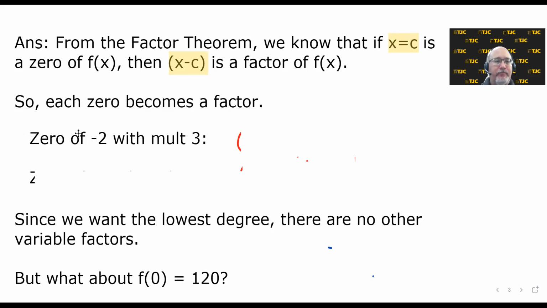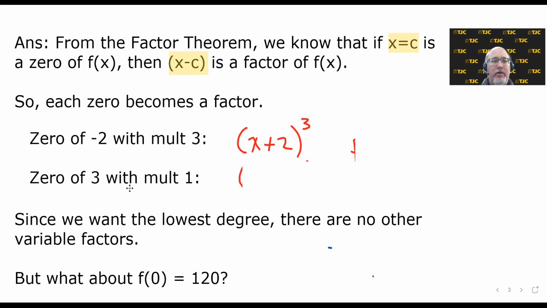For example, a 0 of -2 with multiplicity 3. Well, since the 0 is -2, we would write x minus -2, which is x plus 2. And since the multiplicity is 3, we would put a power of 3 on it, and it would look like that. X plus 2 to the third power. But with the 0 of 3 with multiplicity 1, if we put 3 in here, it would say x minus 3, and multiplicity of 1 means that the power on it is 1.